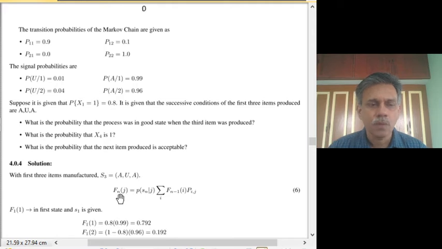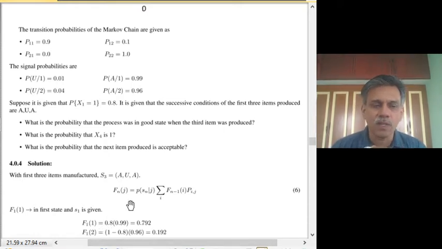So what it means is, when n is equal to 1, at the first time instant, you would like to know what F1(1) and F1(2) are. That is, the probability that it produced an acceptable item from state 1, or the probability that it produced an acceptable item from state 2. That is what we will call F11 and F12.